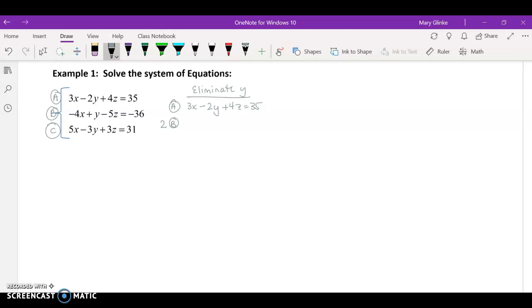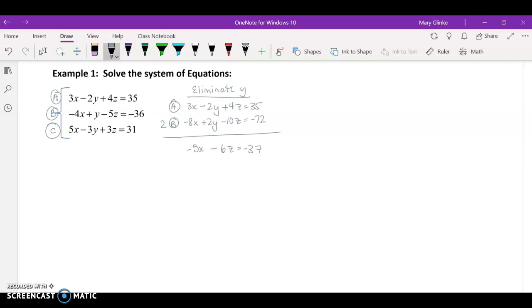So I'm showing my work here doing 2b. So I would get negative 8x plus 2y minus 10z equals negative 72. So when I combine these together, I get negative 5x minus 6z equals negative 37. Now looking at that, I can see, wait a second, I don't have enough information to actually get an answer yet.